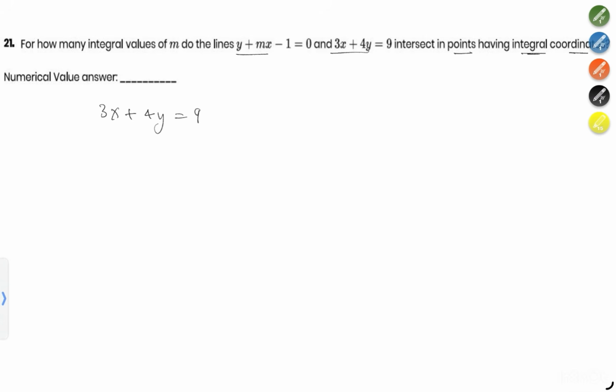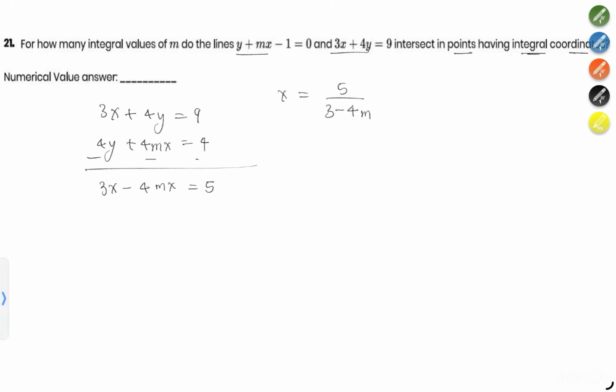And the second equation they have given to us is 4y plus 4mx equals 4. So subtract these two equations. If you subtract, you will get 3x minus 4mx is equal to 5. This condition we will get. And from here we can find the value of x easily. That is x is equal to 5 by 3 minus 4m.